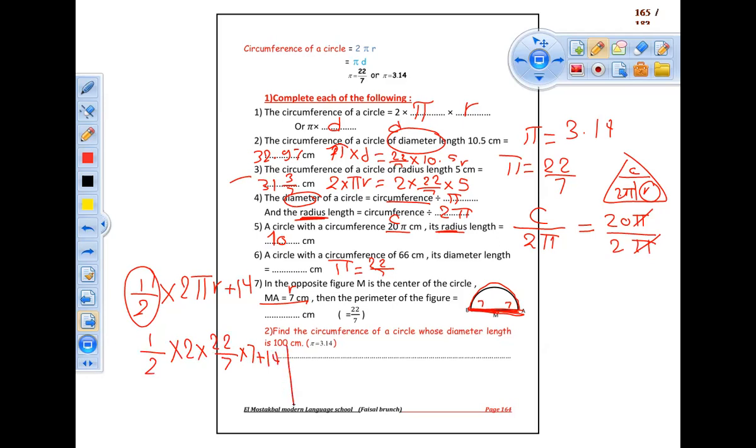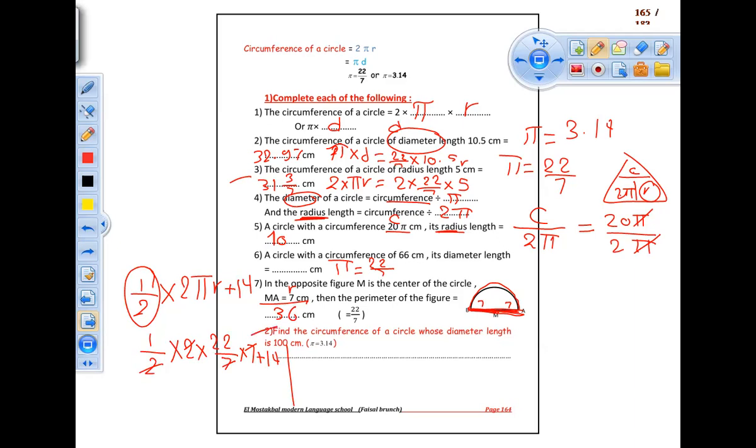And the result will be here: 2 and 2 are cancelled, 7 and 7 cancel, equal 35, equal 36 centimeter. Okay, number 2 is homework.